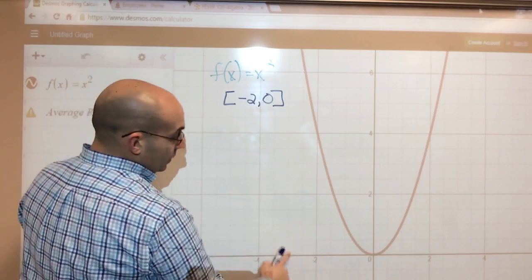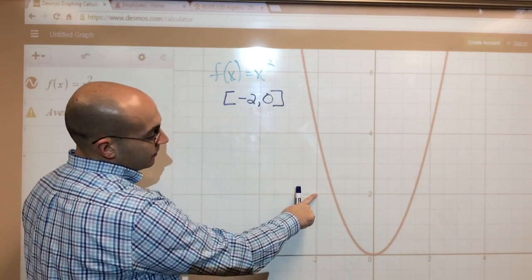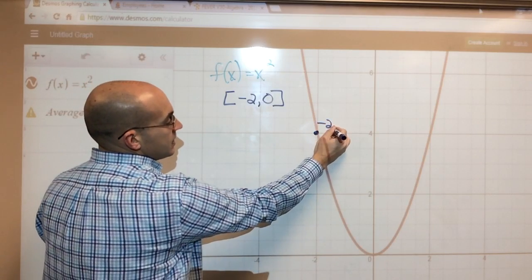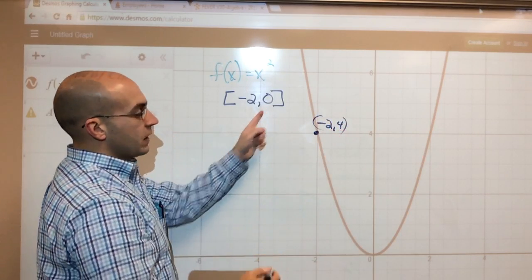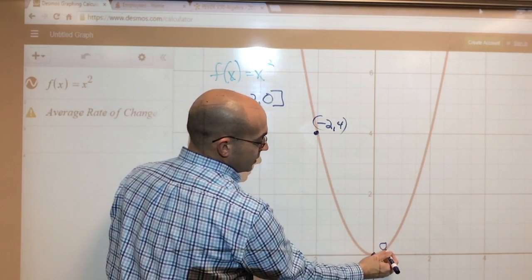All right, anyway. So -2, this is when x is -2. And here we can actually follow. Where is the function when x is -2? Well, it's right there at 4. So this point is -2 comma 4. And then where's the function when x is 0? We just did it. It's at 0. So I have my 2 points.